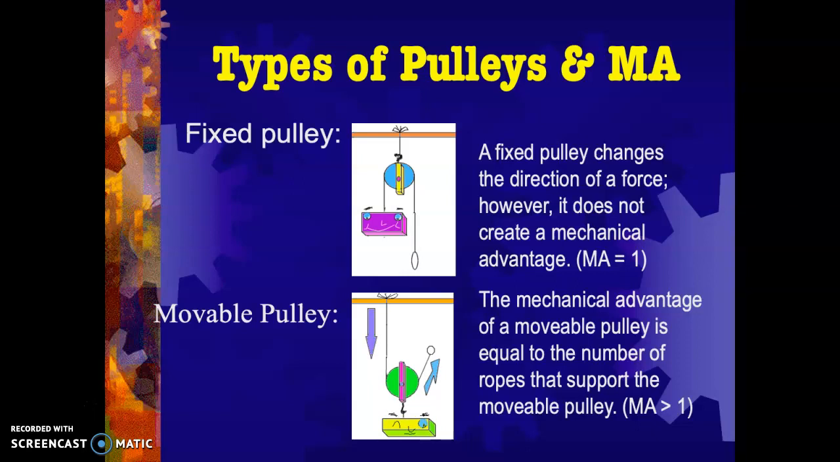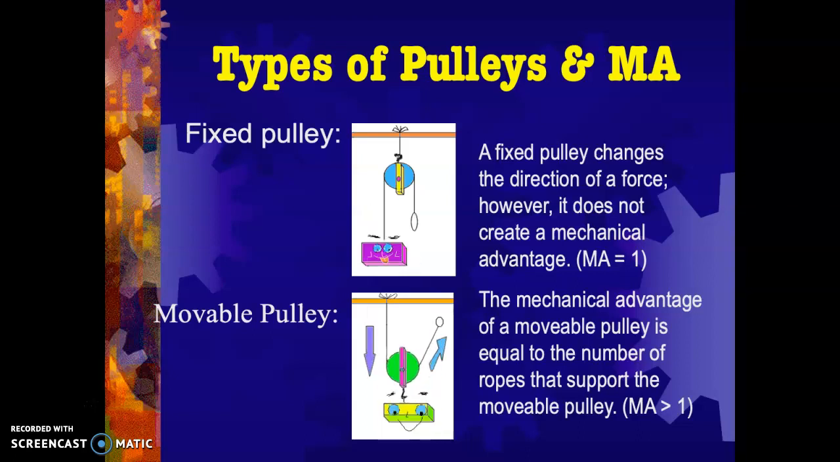Okay, to calculate the mechanical advantage of a movable pulley, it's quite simple. All you have to do is count the number of support ropes that are involved. In this particular case, you have a rope on the left, a rope on the right, a mechanical advantage of 1, or excuse me, a mechanical advantage of 2. Okay, so that is a movable pulley.